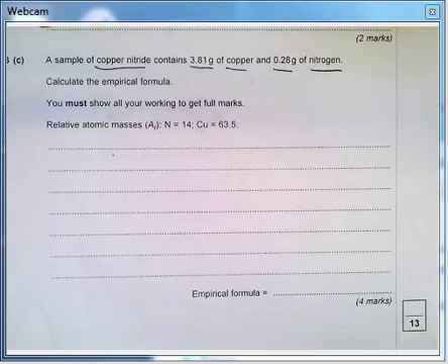Okay, that's the only way you can get full marks for this question. They've given us the relative atomic masses, in other words, the number of neutrons and protons in the actual atom. So they're giving you the one for copper, which, remember, has a decimal place within it, and the one for nitrogen as well. Okay, so let's have a go at calculating this.